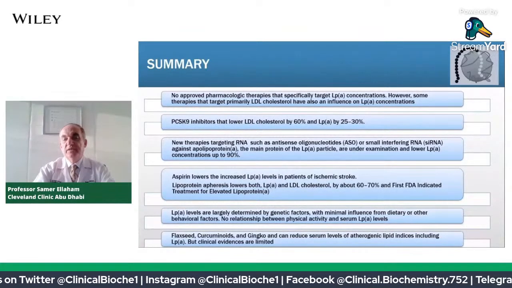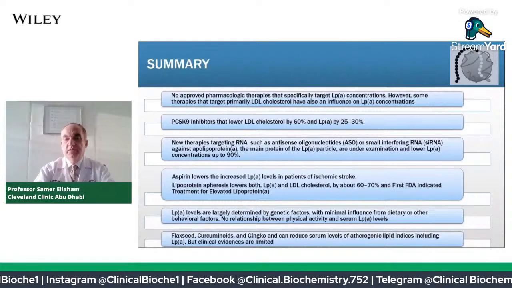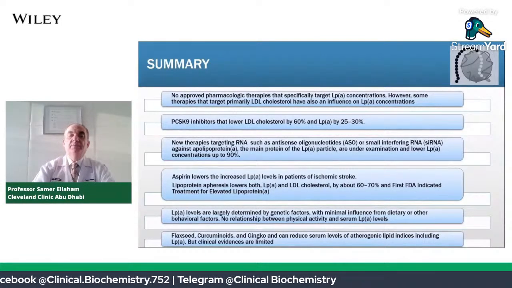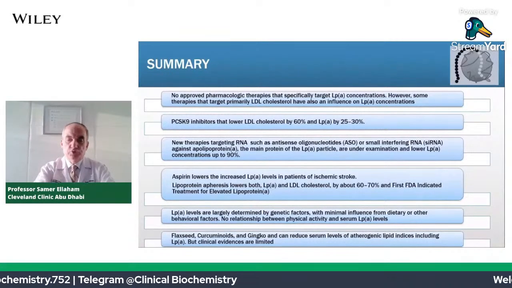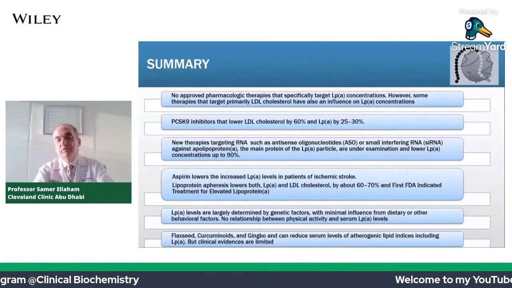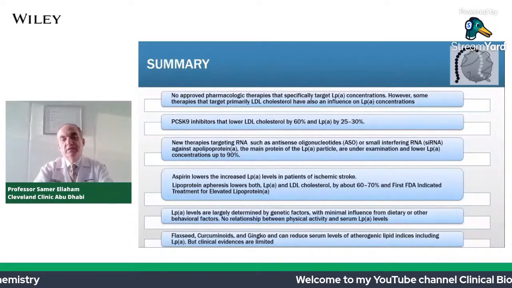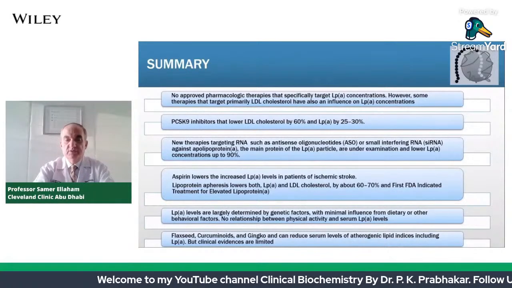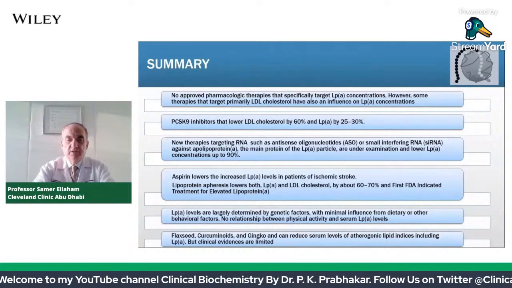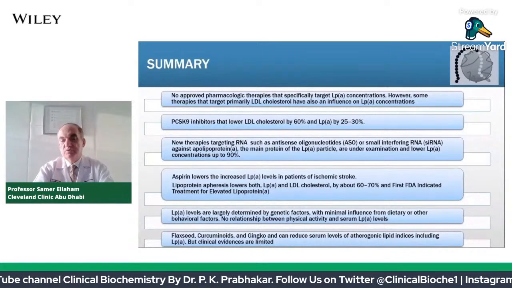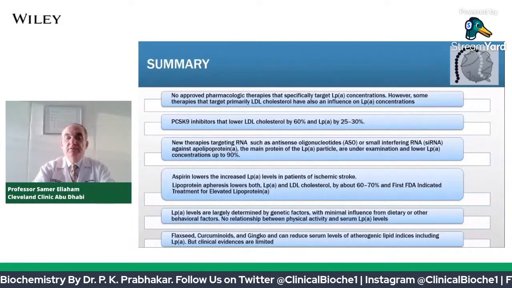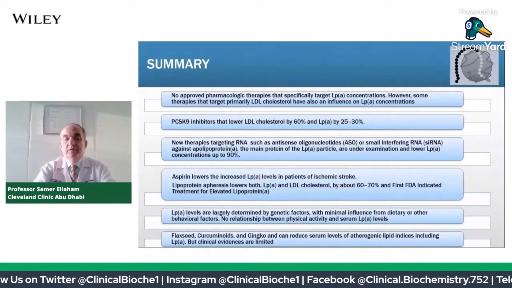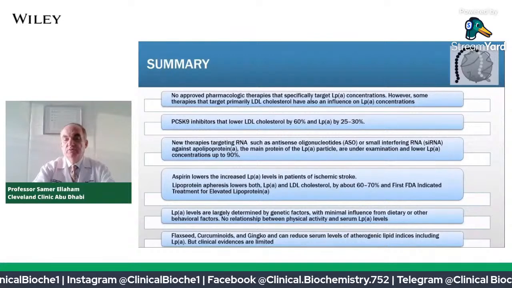Lipoprotein apheresis clearly lowers both Lp(a) and LDL. It's the first FDA indicated treatment of elevated Lp(a) in the right groups that I showed you. I showed you the 4 groups. The 4th one was on Lp(a), but again, it's not very practical, it's expensive, and it has its own concerns, and many patients will not be interested in pursuing it. And there are also availability issues.